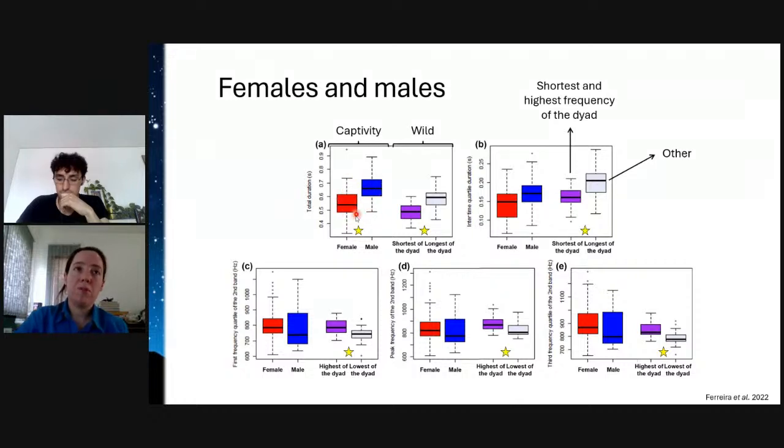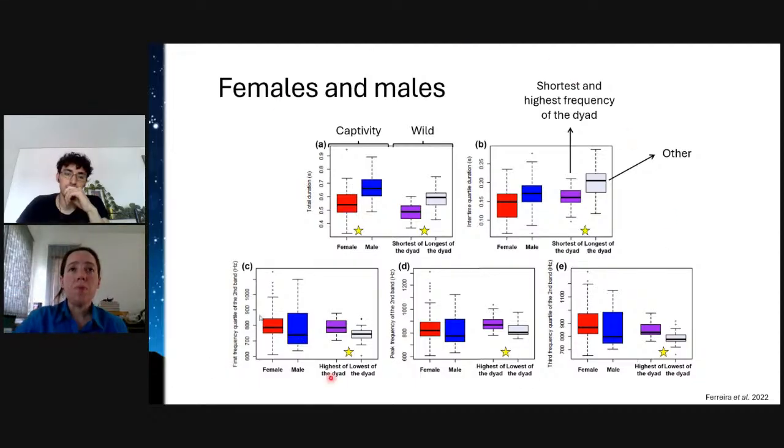In captivity, there's a significant difference between males and females in the duration of the roar bark. The male roar bark is longer and the female is shorter. And you have a tendency, not statistically significant in captivity, for females to be higher in frequency and males to be lower in frequency, which makes sense because of their size. Males are slightly larger than females, and thus it makes sense that they would produce slightly lower frequency vocalizations.